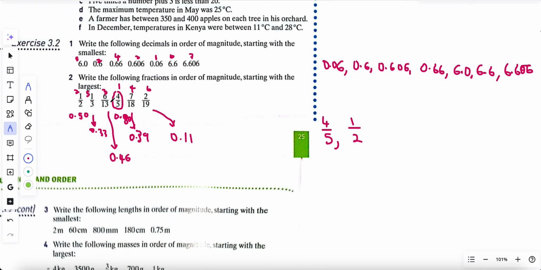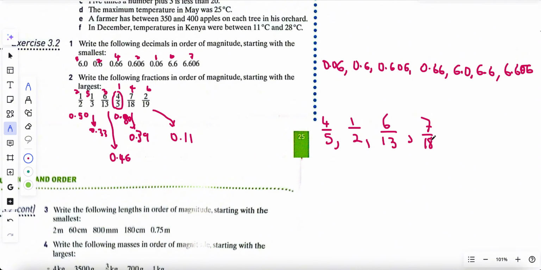You go into the next one, which one? Number 3, 6 over 13. We write the fraction 6 over 13 as the next largest one. And then we go to the next one, number 4, 7 over 18, right? So we say 7 over 18 as our next fraction in the order of largest to smallest. 7/18, right?